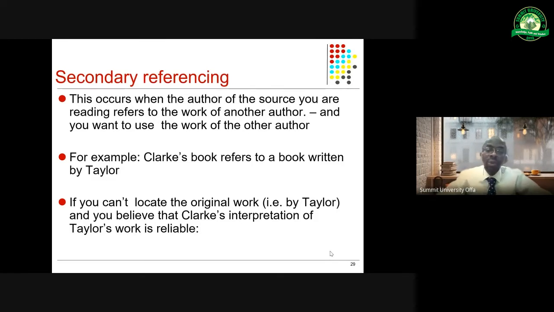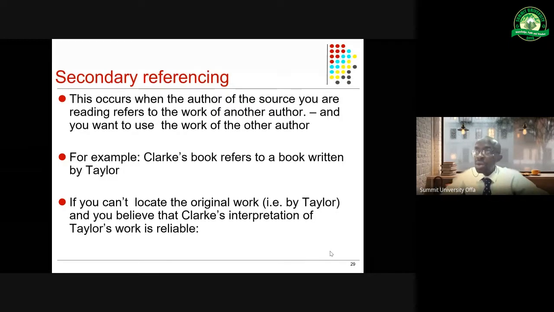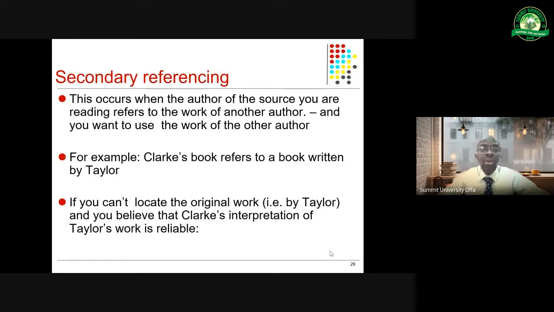So for the example we have here, Clark's book refers to a book written by Taylor. In this case, it means you are reading Clark's book, but that Clark's book cited another book, and the author of that book is Taylor. So if you cannot locate the original work by Taylor, and you believe that Clark's interpretation of Taylor's work is reliable, whom do you cite there? And how do you handle that? That's what we call secondary referencing.